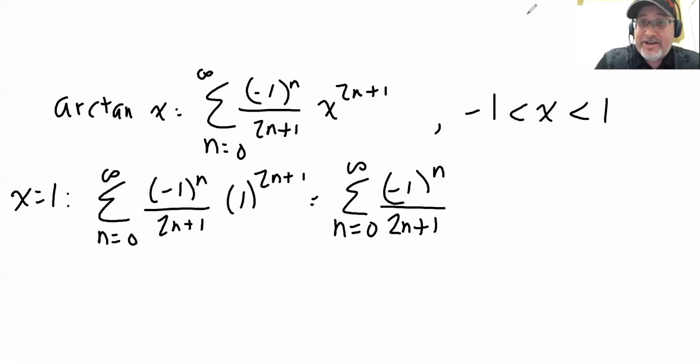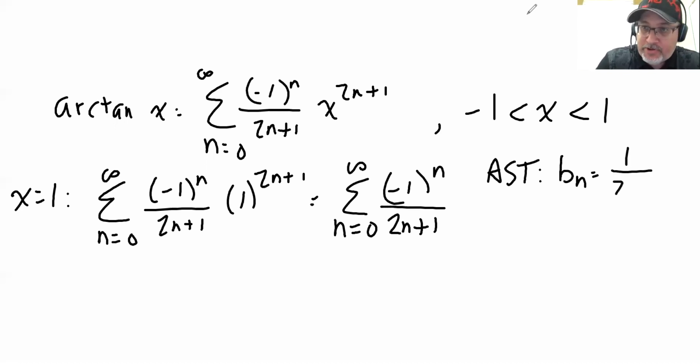But since it's an alternating series, we can check the alternating series test, which says to look at the term without the alternator. So just remove the alternator and then see if it's positive, decreasing, and approaching 0 for n equals 0, 1, 2, 3, et cetera. Well, this is clearly positive.